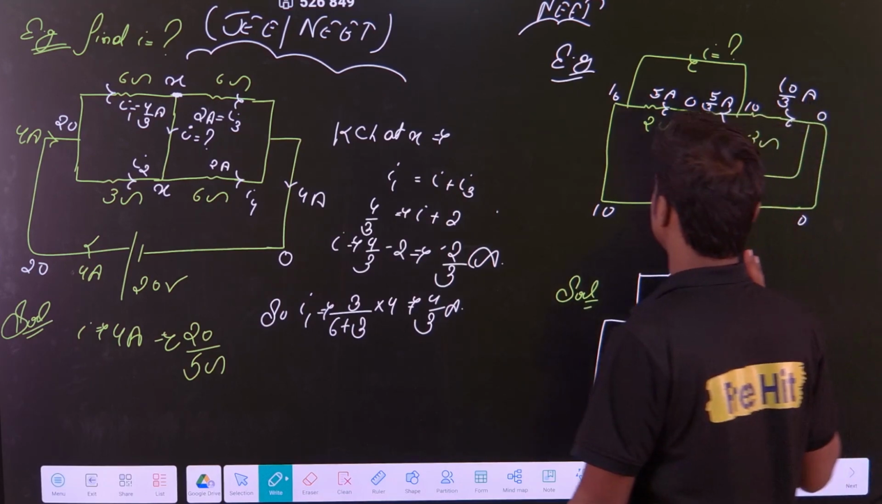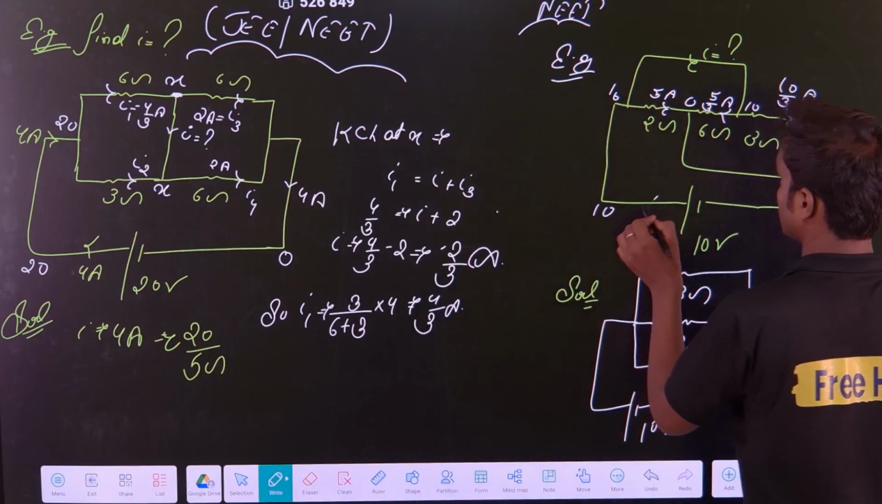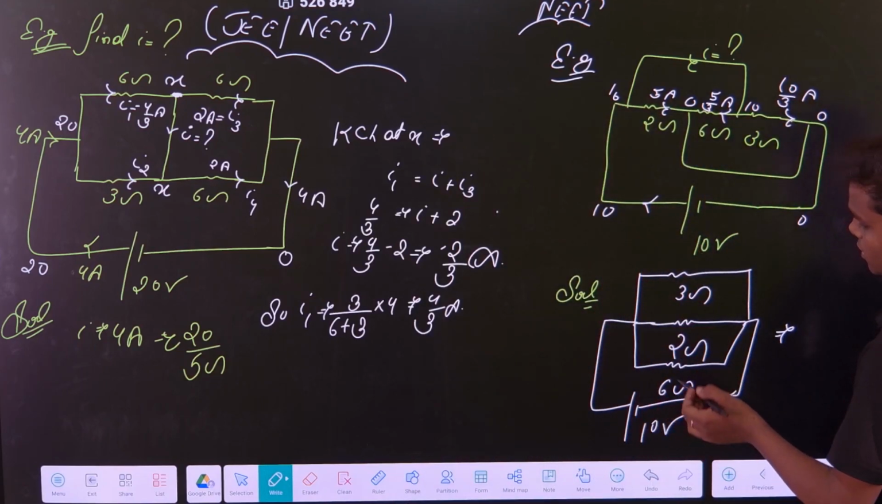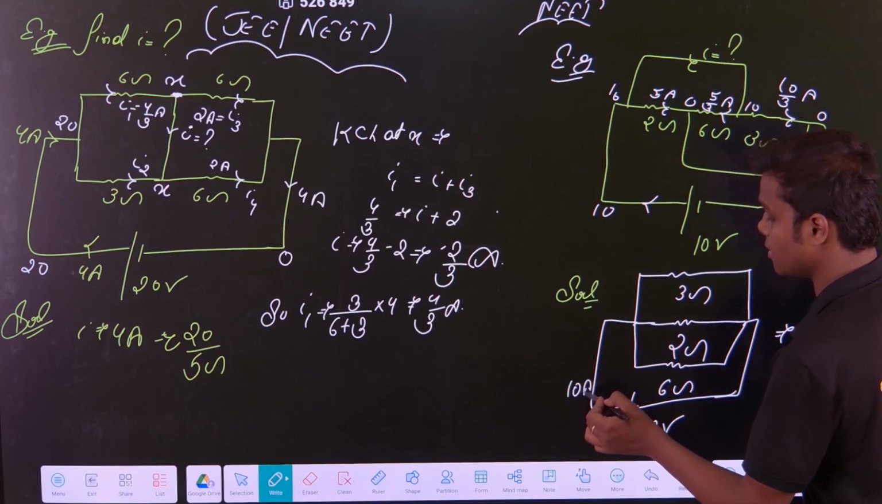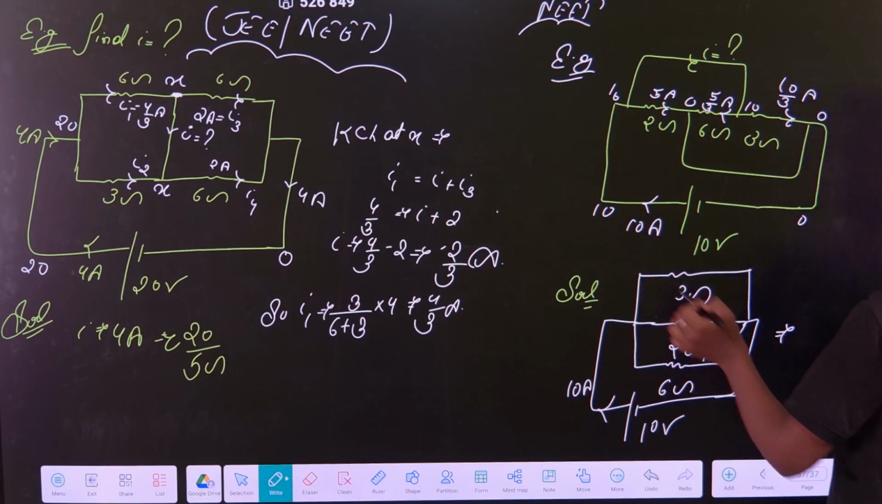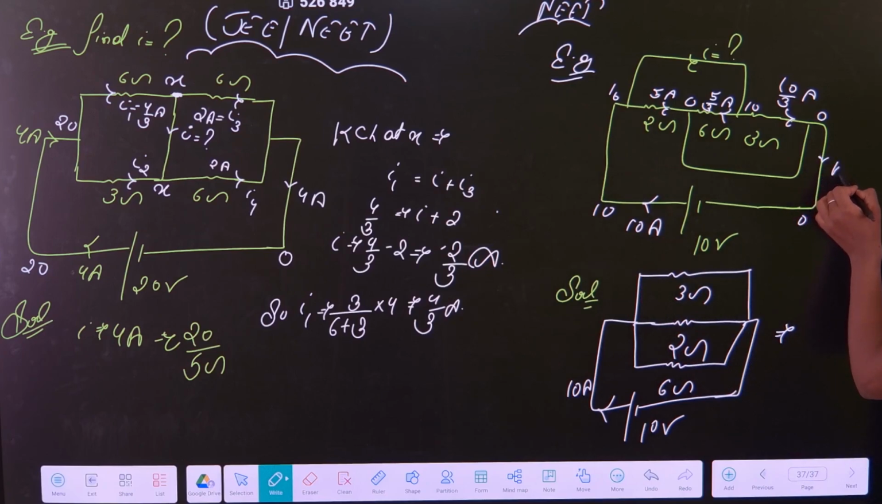What is the total current from here? You can calculate it from here. See, 6 and 2 in parallel, or you can say 3 and 6 in parallel, is how much? That is 2. And 2 and 2 in parallel is 1. So we are getting a total current of 10 ampere. So obviously this battery will give 10 ampere. Correct?